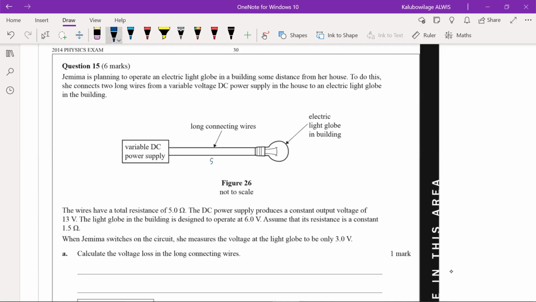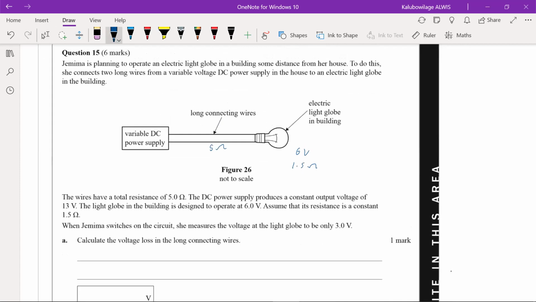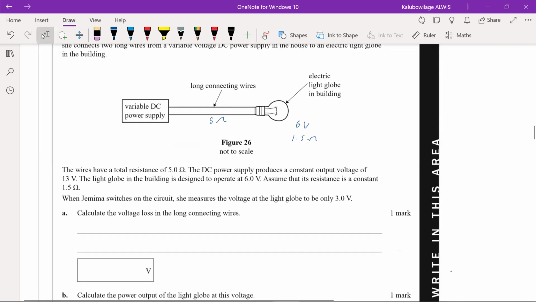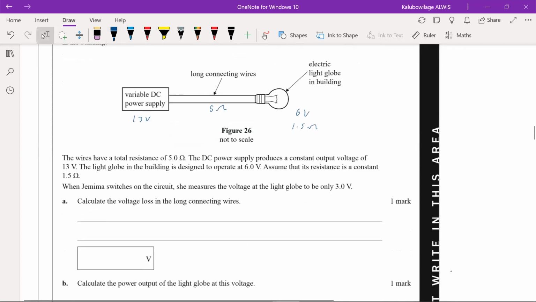The wires have a total resistance of 5 ohms. The light bulb is designed at 6 volts. There's 1.5 resistance. That produces 13 watts. Calculate the voltage loss if the voltage emitted at the light bulb is 3 watts.